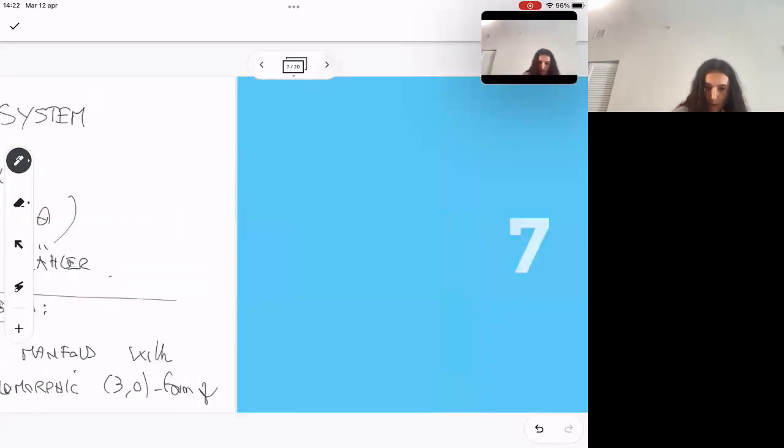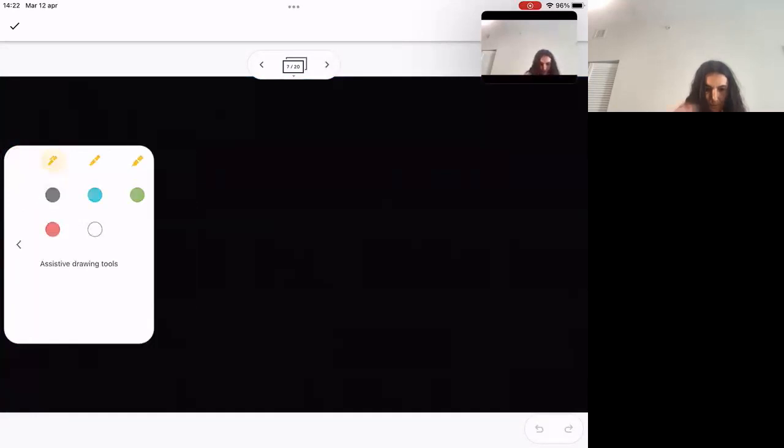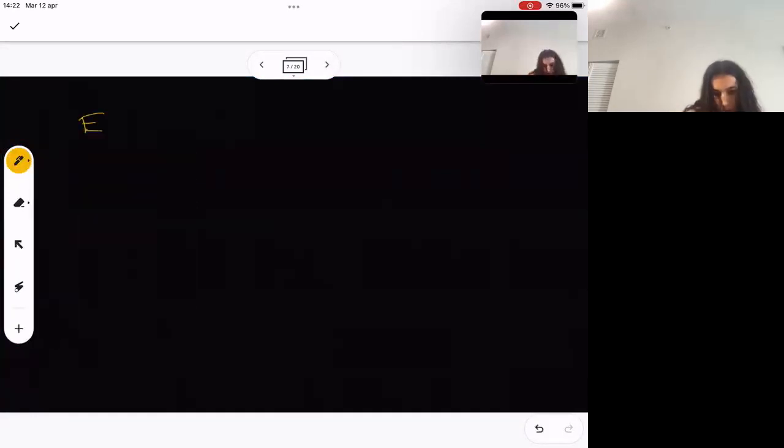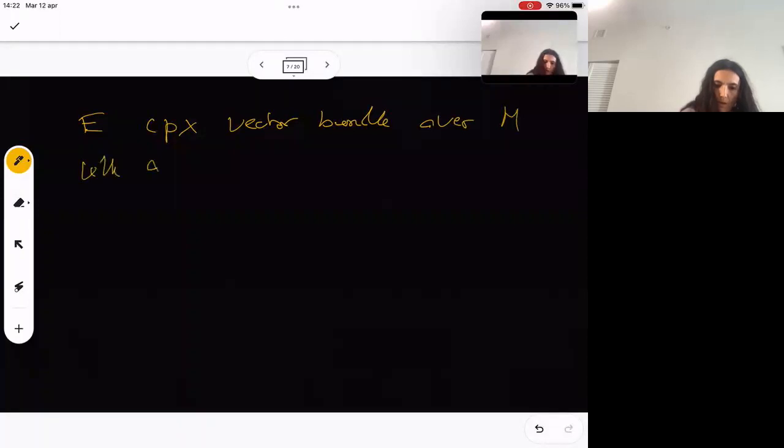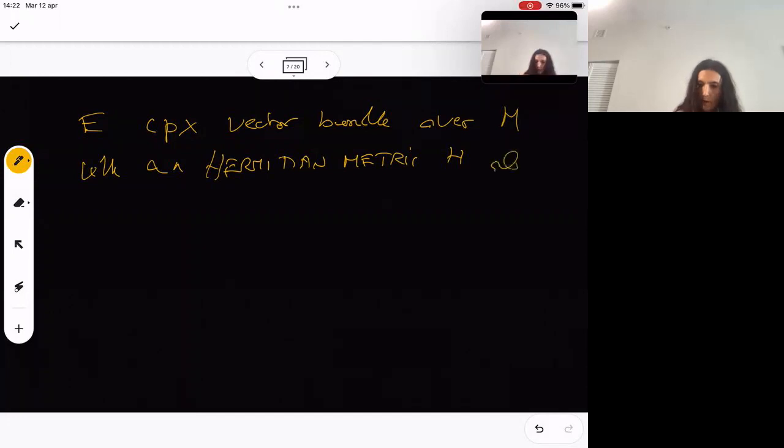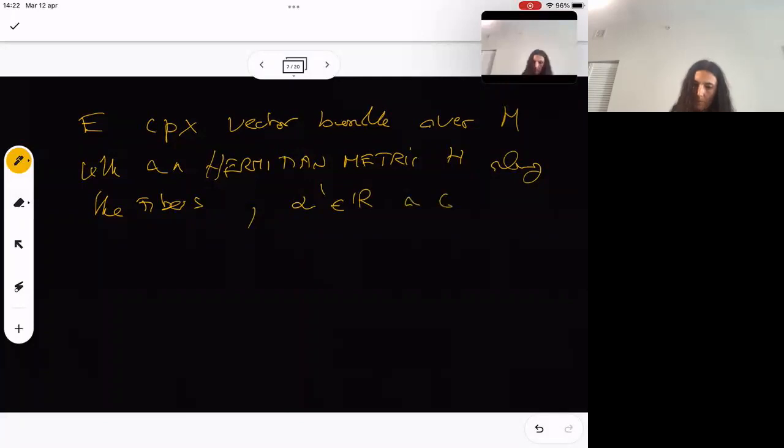And then another object that we saw is a complex vector bundle, we call E over M, with a Hermitian metric. Let's call this metric H, along the fiber. Before seeing the equations, just take alpha prime, a real number, a constant. This is also called the slope parameter.